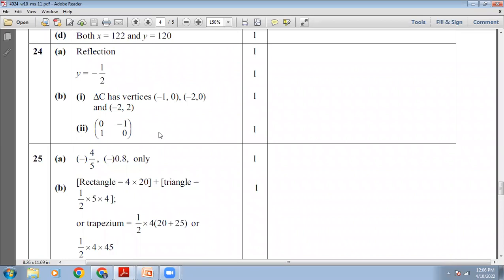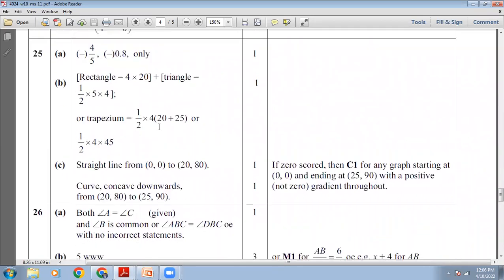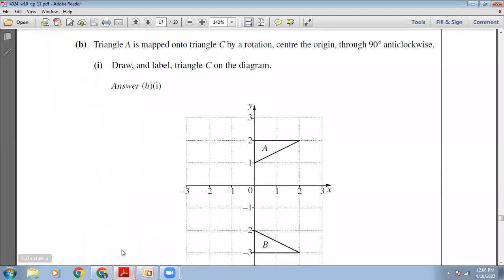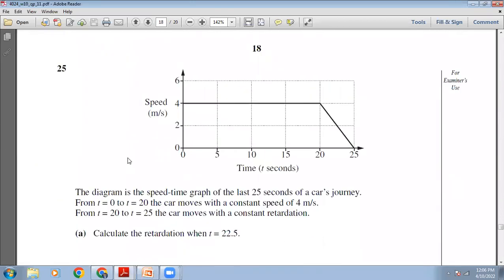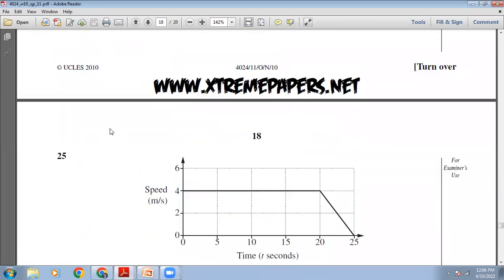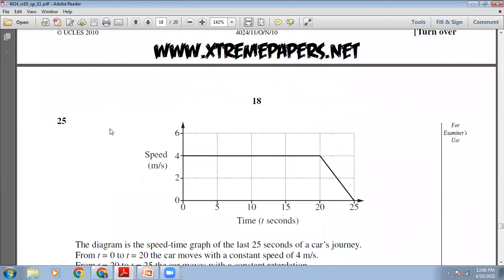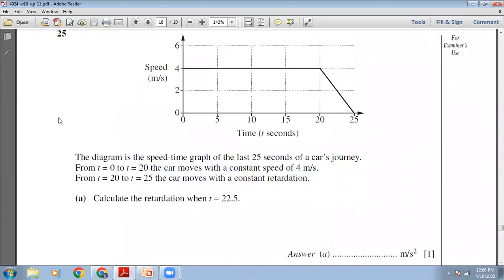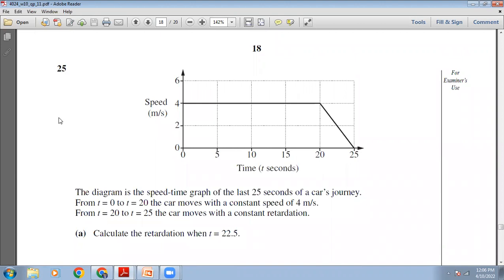So what's the other one? I have already checked. Okay, so we are going to the next question. The next question is question number 25. It says the diagram is the speed time graph for the last 25 seconds of a car's journey. From T0 to T20, the car moves with a constant speed of 4 meters per second. From T20 to T25, the car moves with a constant retardation.